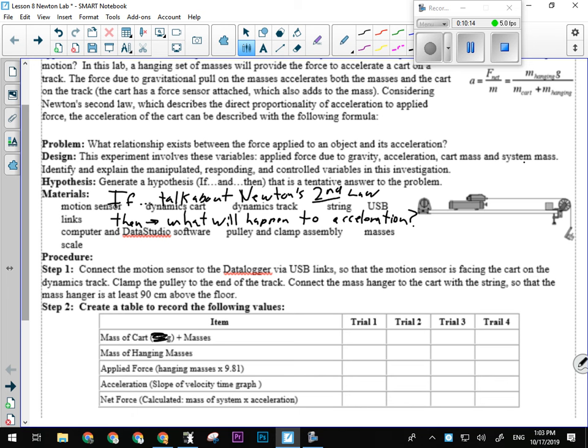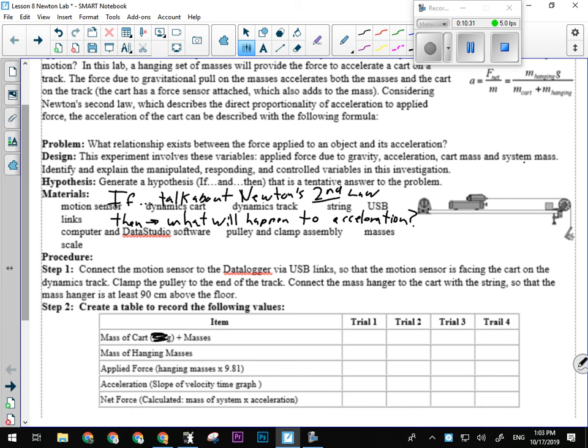Now you're going to be putting masses on the carts, like we said, right? You're going to have some masses on the cart, and some masses hanging over the cart. Those masses are prescribed in the procedure, so you need to follow that carefully. We do not want to put too much mass over the pulley.